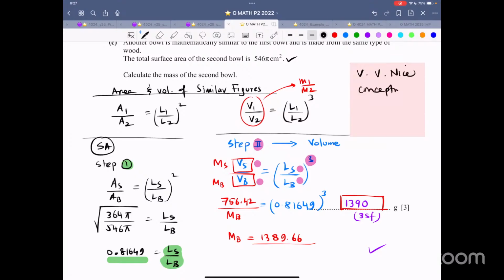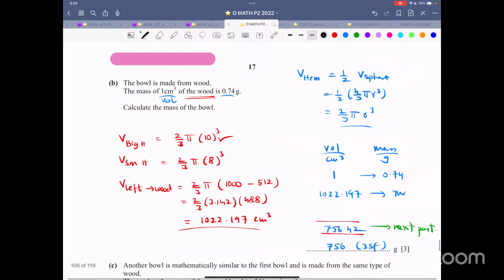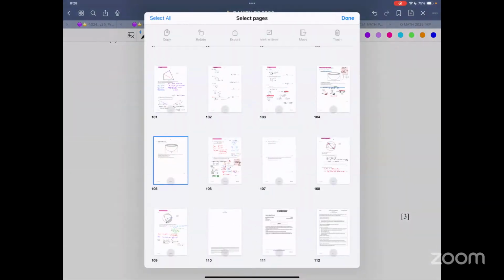Conceptual question. Let me write conceptual properly. Related with area and volume of similar figures. So this is about 3D. This is about surface area ratios. This is about volume ratio, and mass is directly proportional to volume. So just have a very good look at this particular question over here.